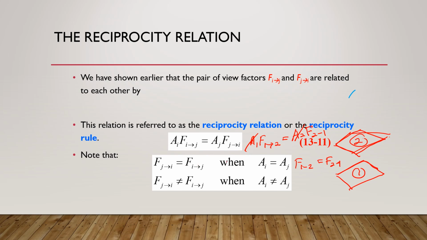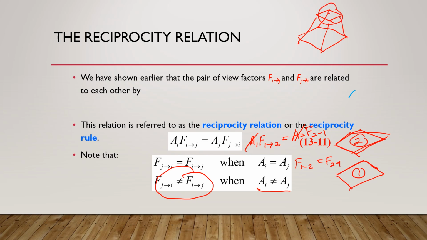And at this point, that is when area 1 and area 2 are the same. If area 1 and area 2 are not the same, you cannot simply make the assumption or use this formula, Fi to j is equal to Fj to i. If the areas are not the same, you cannot simply conclude that Fi to j is equal to Fj to i. So let's say you have these kinds of figures or geometries here. A very big box.